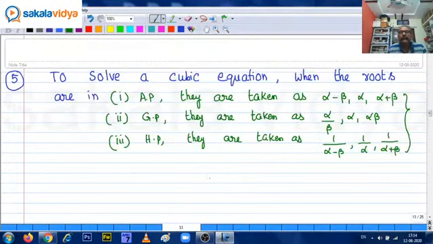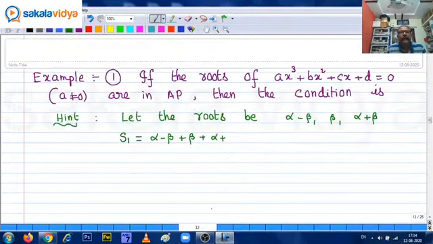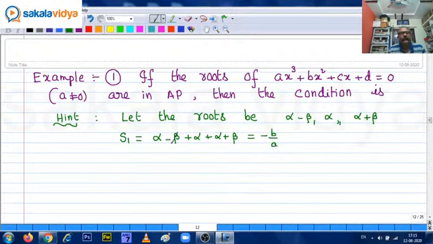Sorry, let us check it now. I had taken alpha wrong. Sum of the roots, alpha minus beta plus alpha plus alpha plus beta, S1 is equal to minus b by a. Here beta gets cancelled. We have 3 alpha is equal to minus b by a. You get this condition.